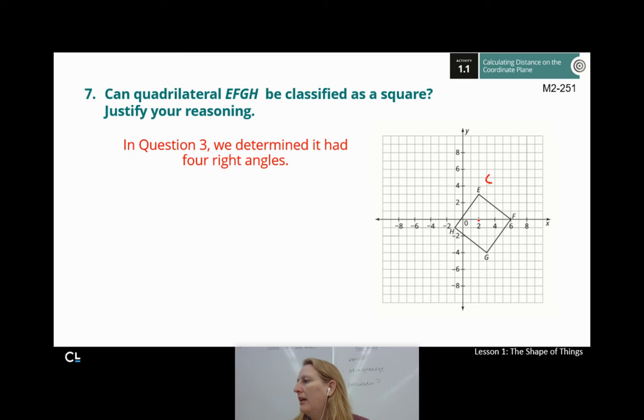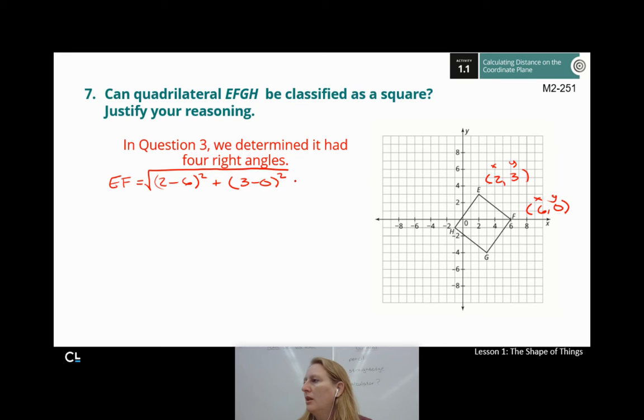Let's see what we can do then. E has points at 2, 3. F has the coordinates 6, 0. So for EF, I'm just going to do some quick Pythagorean theorem. Subtract my x's, so 2 minus 6. Subtract my y's, 3 minus 0. And we'll do a big square root there. Of course, 2 minus 6 is negative 4. 3 minus 0 is 3.